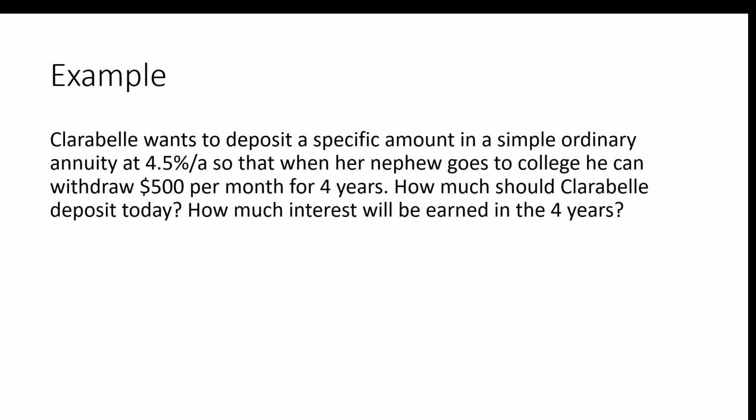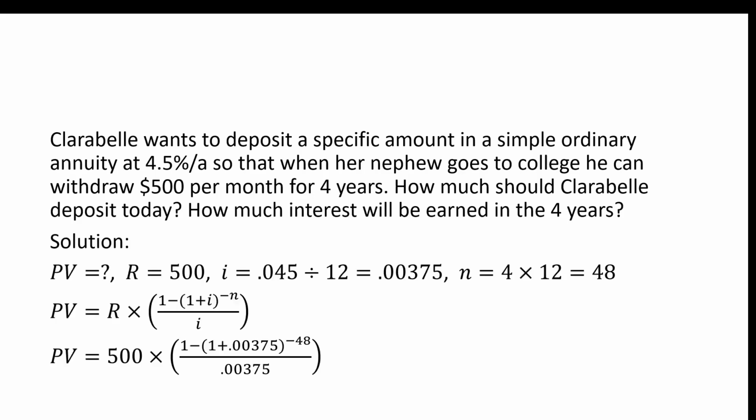So suppose Clarabelle wants to deposit a specific amount in a simple ordinary annuity at 4.5% per annum, so that when her nephew goes to college, he can withdraw $500 per month for 4 years. We want to know how much Clarabelle should deposit today and how much interest will be earned in the 4 years. So the regular payments are going to be $500 because Clarabelle is trying to ensure that her nephew can make regular withdrawals of $500.